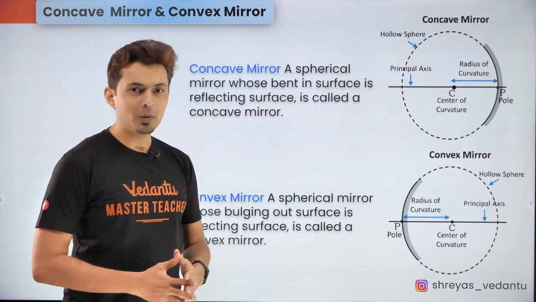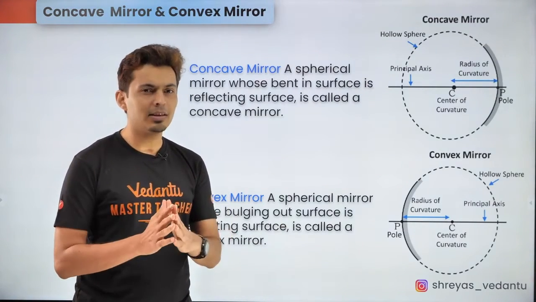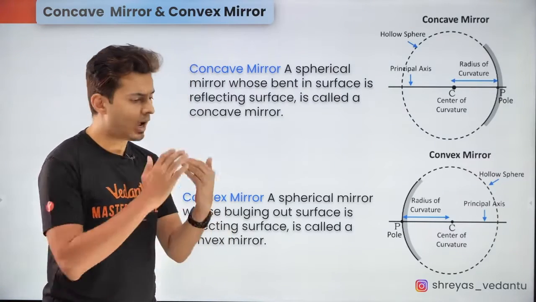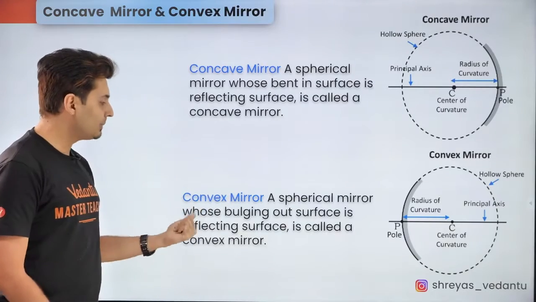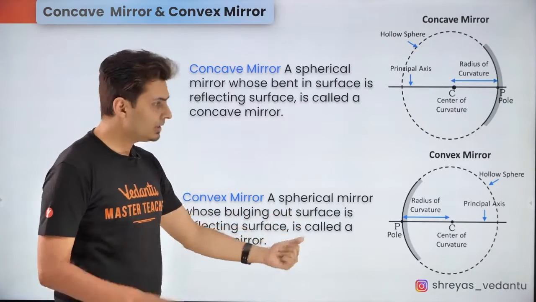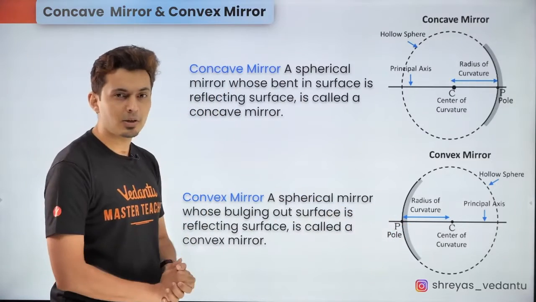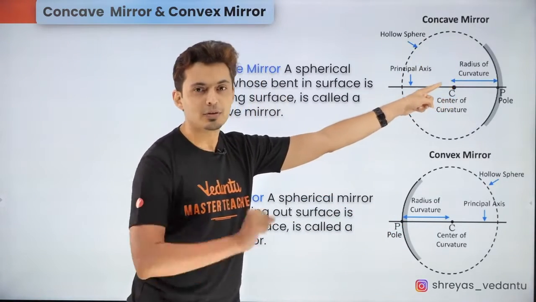Now that we have spoken about plane mirrors, let's talk about curved mirrors. Concave and convex mirrors are nothing but a part of a bigger spherical mirror. When you silver the outer surface, it becomes a concave mirror, and when you silver the inner surface, then it becomes a convex mirror. The center of the bigger sphere which the mirror is a part of is called the center of curvature, and the radius of that bigger sphere is called the radius of curvature.